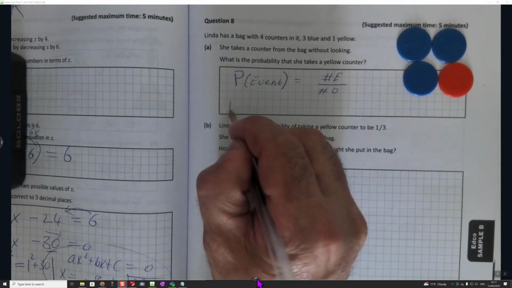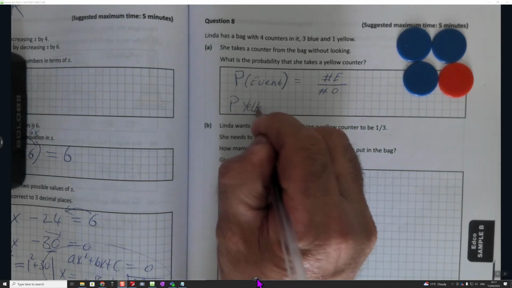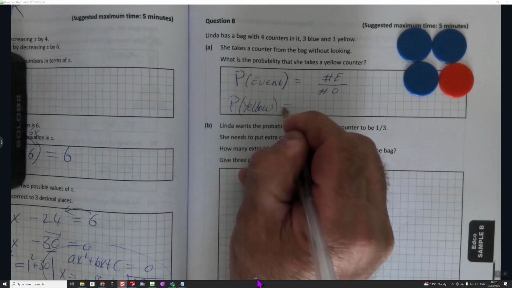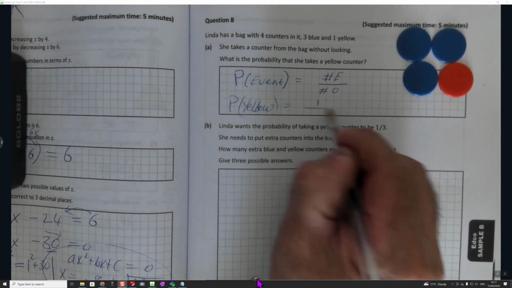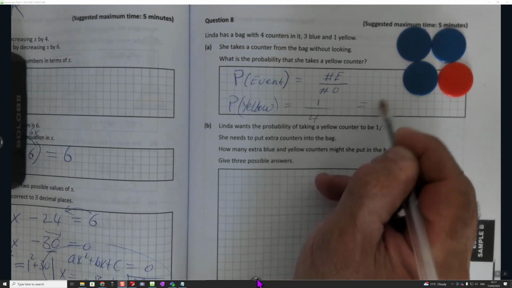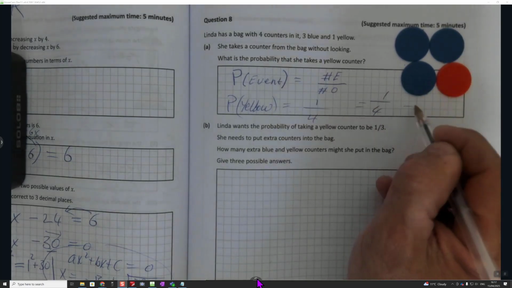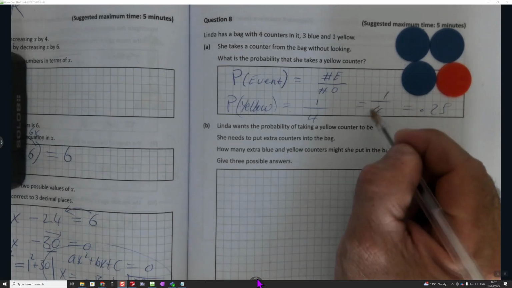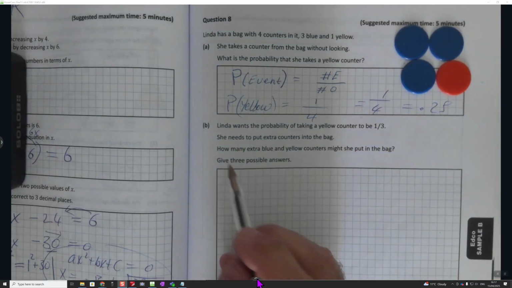Okay, so the probability of yellow is you count all the yellows, there's only one of them. You count every outcome including the yellow, so there's 4 of them. And that's that answer there, 1/4. You can turn it into a decimal if you want to, but 0.25 or 1/4 is a perfectly good answer.